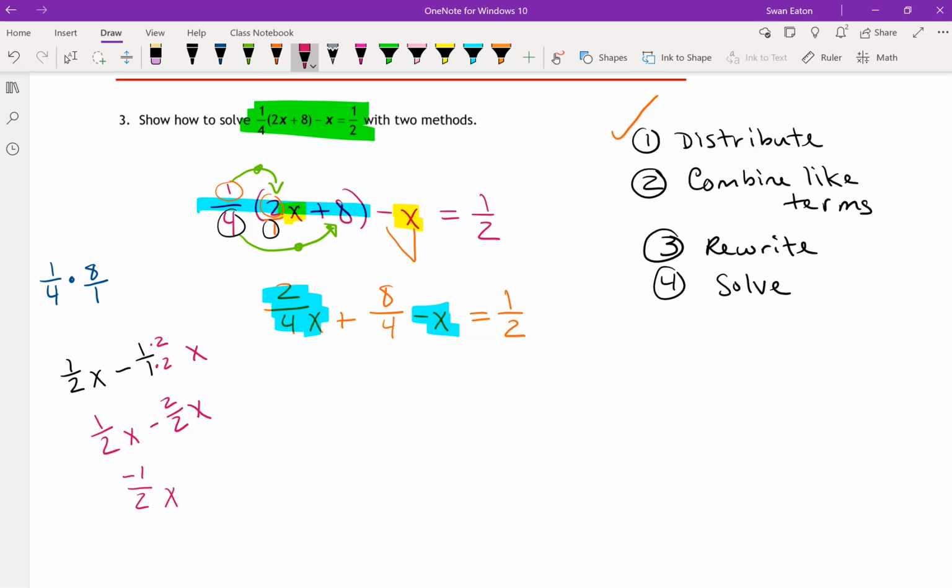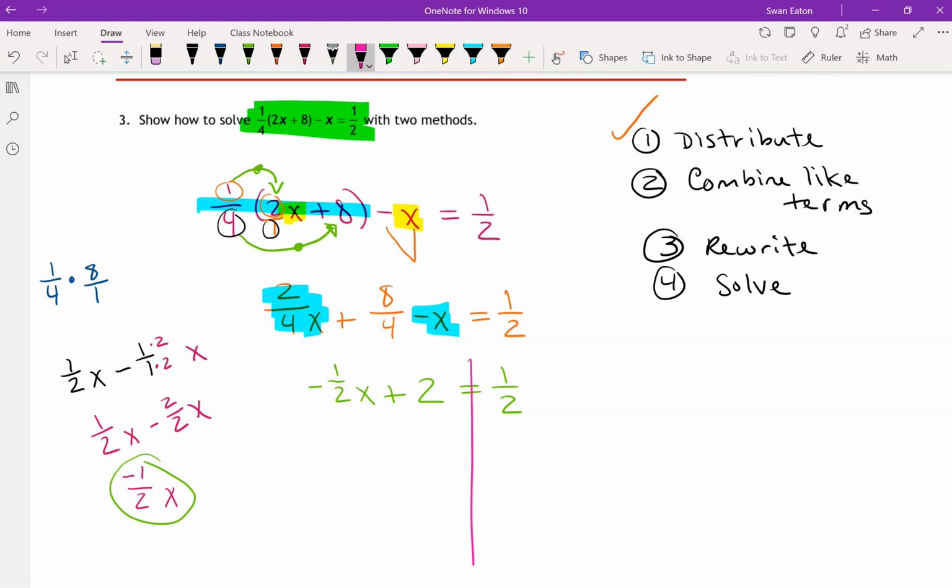So then it's just going to be -1/2. So now I can rewrite this. It's going to be -1/2 x plus, and 8 divided by 4 is just 2, equals 1/2. Now I can draw my line and I can do my math.